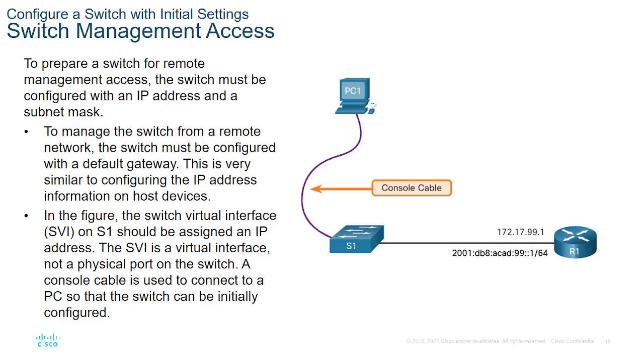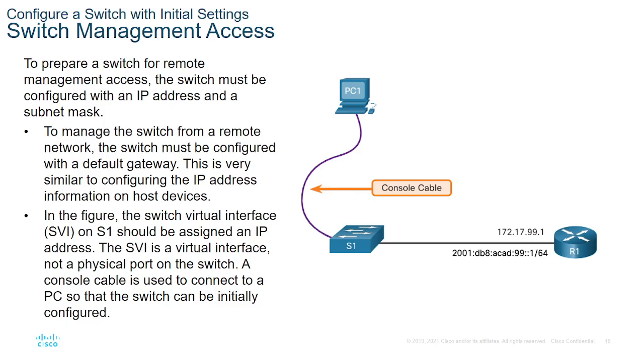So how do you access a switch? To access a switch, the process is called management access. To prepare a switch for remote management access, a switch must be configured with an IP address and a subnet mask. To manage a switch from a remote network, a switch must be configured with a default gateway, and this is similar to configuring an IP address on any host device.